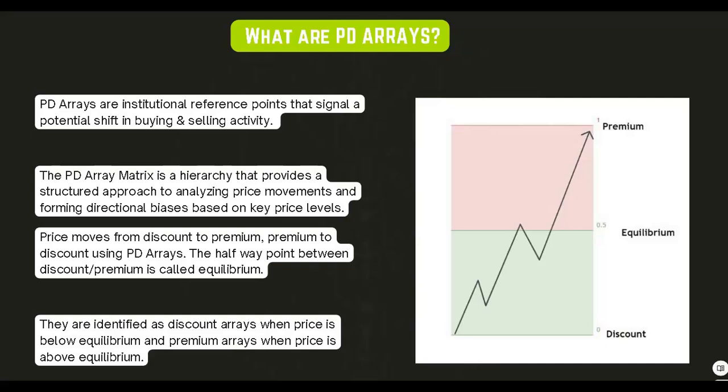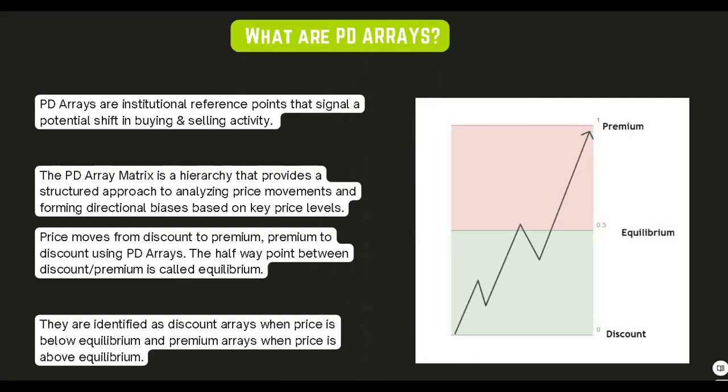Price finds support on PD arrays. It finds resistance on PD arrays. Price creates each and every level in the market based on what PD arrays tell it needs to happen. Am I making sense? In simpler terms, price cannot move from premium or discount without engaging PD arrays. So this is what I mean when I say PD arrays are the foundation or the backbone of the market itself, right?